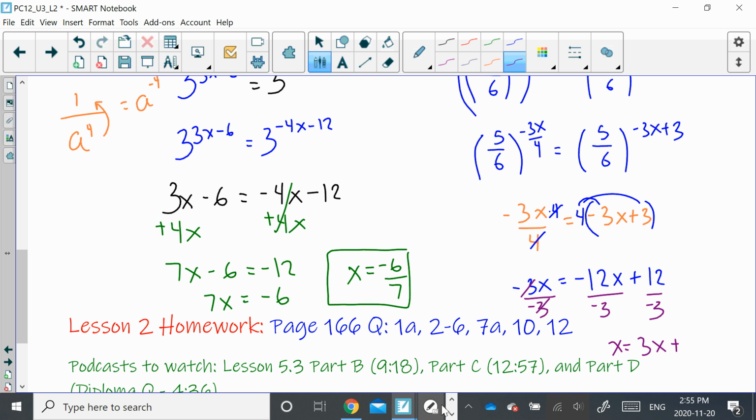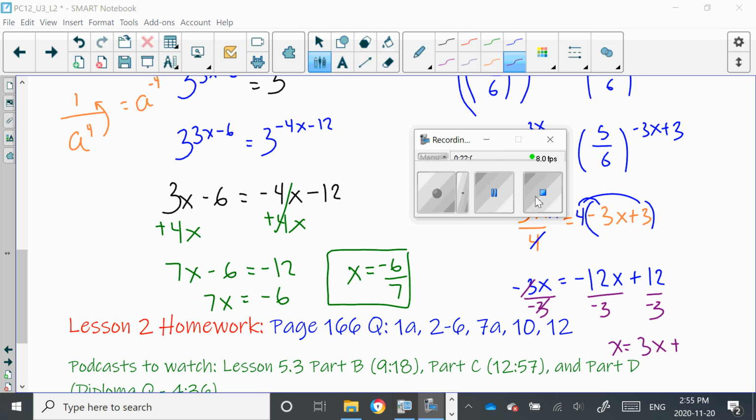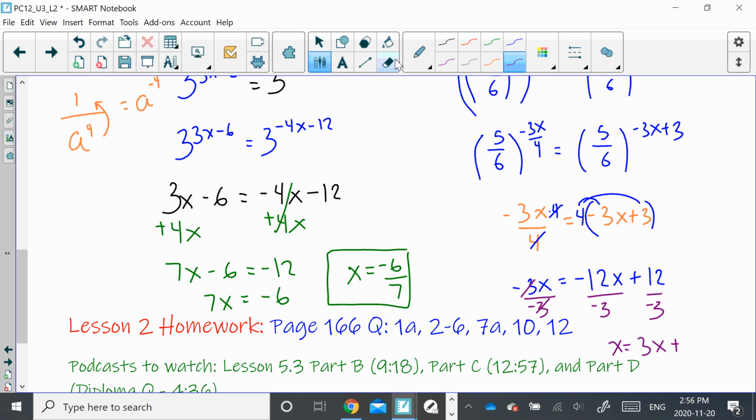Just let me see where I went wrong for 1 second. Sorry, the mistake is that when I divide everything by negative 3, negative 12 divided by negative 3 should be a 4x. And I'm going to erase this as well. Okay, so negative 12x divided by negative 3 is 4x. 12 divided by negative 3 is minus 4.